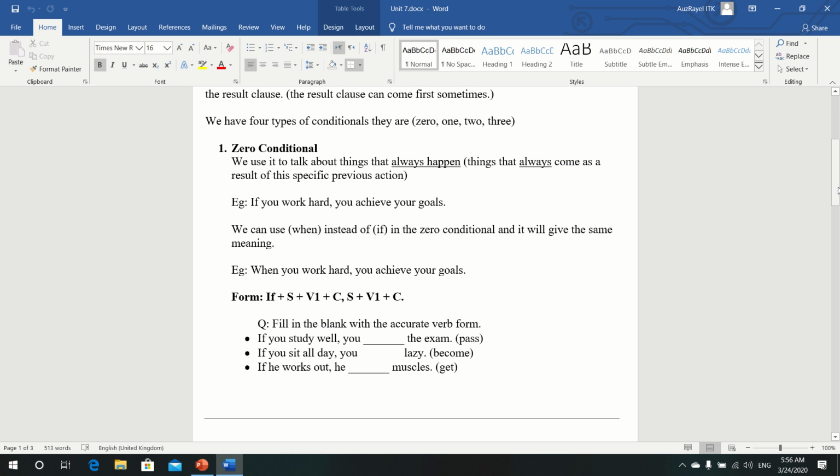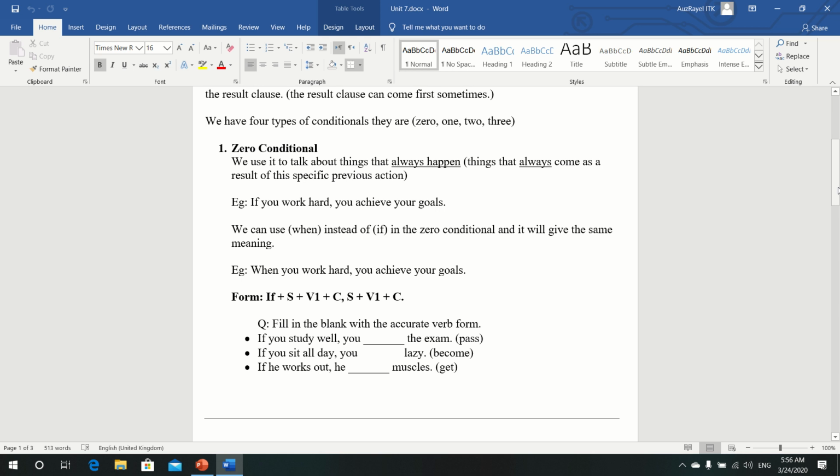Okay, so let's take another example. If you work hard, you achieve your goals. So normally people who work hard, they achieve their goals, right? So we can say that it's almost like a fact. It's something that always happens. So we use 0 conditionals to define it.